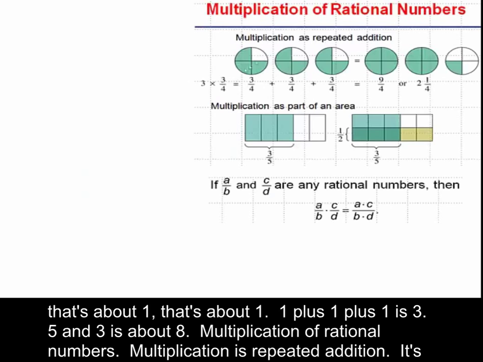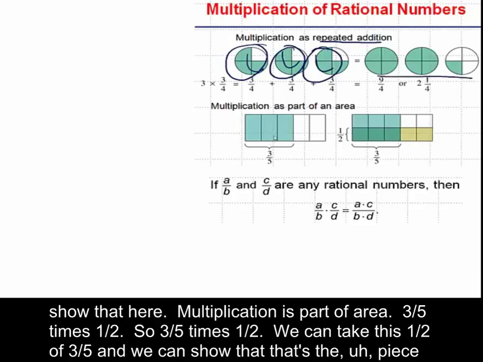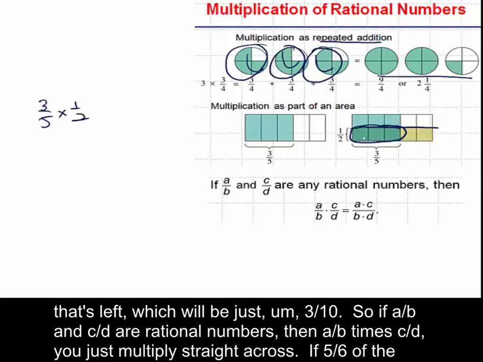Multiplication of rational numbers. Multiplication is repeated addition. It's just a fast way of adding. So 3 times 3/4 means we have 3/4 plus 3/4 plus 3/4, which means we have 3, 6, 9/4. And we can show that here. Multiplication is part of area. 3/5 times 1/2, so 3/5 times 1/2. We can take this 1/2 of 3/5 and we can show that that's the piece that's left, which will be just 3/10.